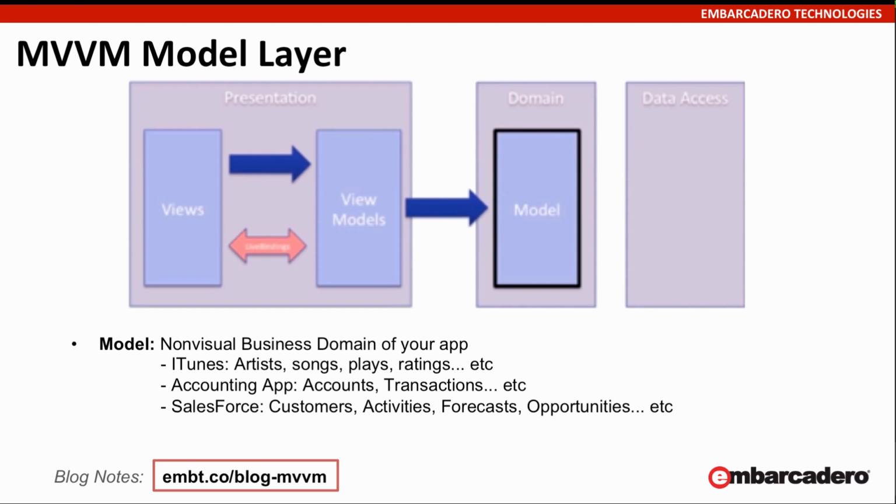The domain model is the model of your problem domain, and it is non-visual. If you architect it correctly, it becomes pretty easy to unit test the domain model. Some examples of domain models within an application might be iTunes: you have your artists, songs, plays, and ratings. Accounting applications may pull in data for accounts, transactions, and so forth. And with something like Salesforce, you might be looking at data for customers, activities, forecasts, and opportunities.